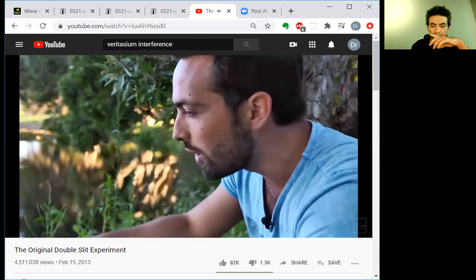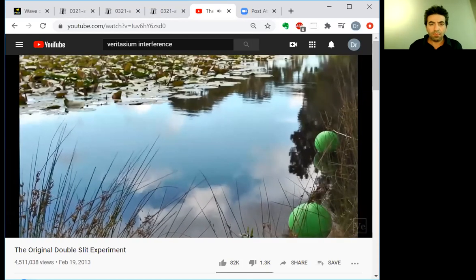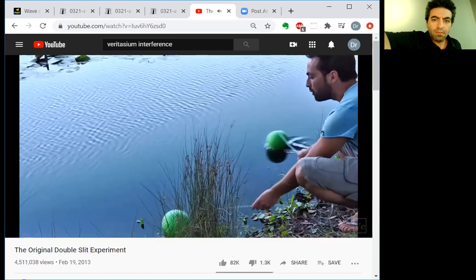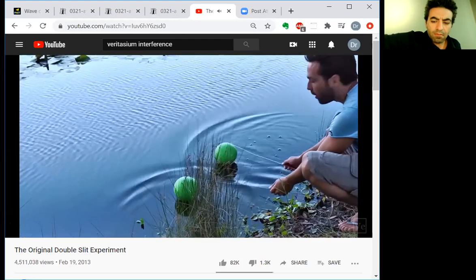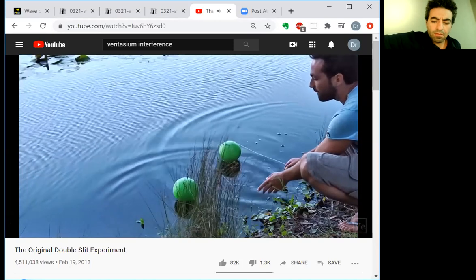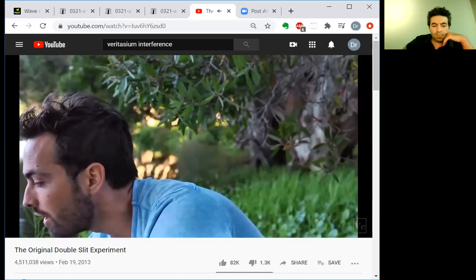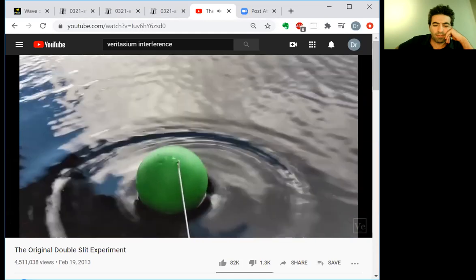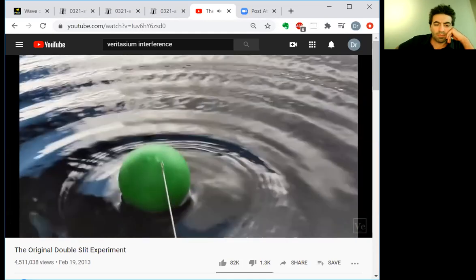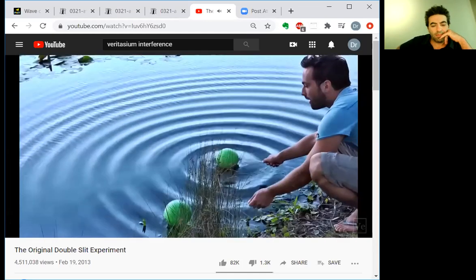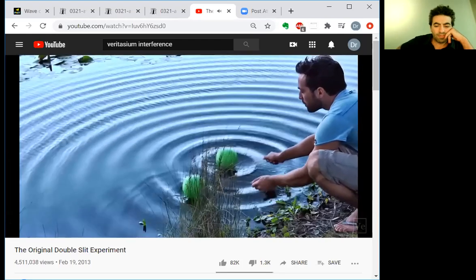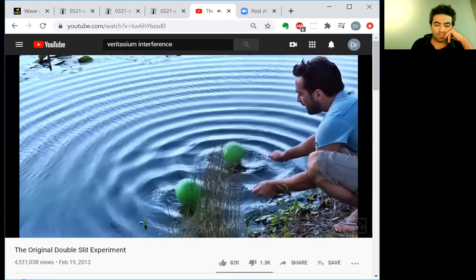I've got a demonstration here on a little pond where we can see this with water waves. I have two sources, which are basically like the two slits. When I create ripples with a single source, they travel out with circular wavefronts. Nothing particularly surprising there. But if I add a second source of ripples, then we start getting an interesting pattern.